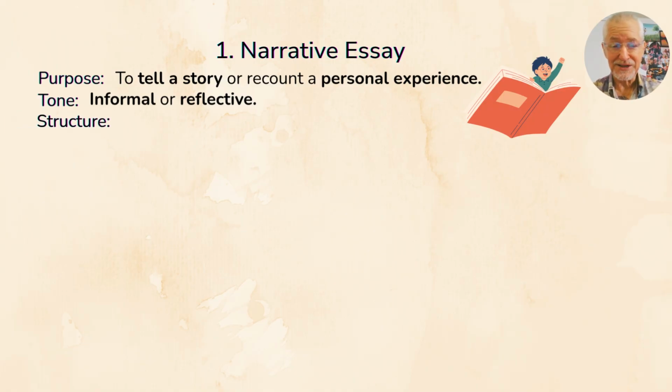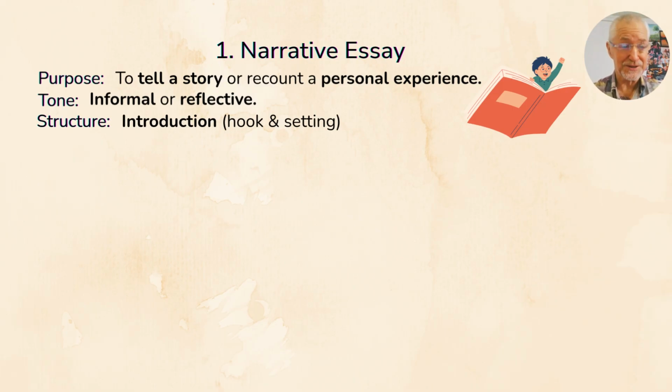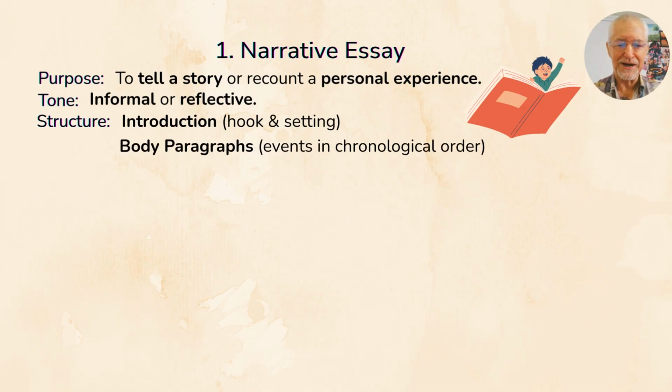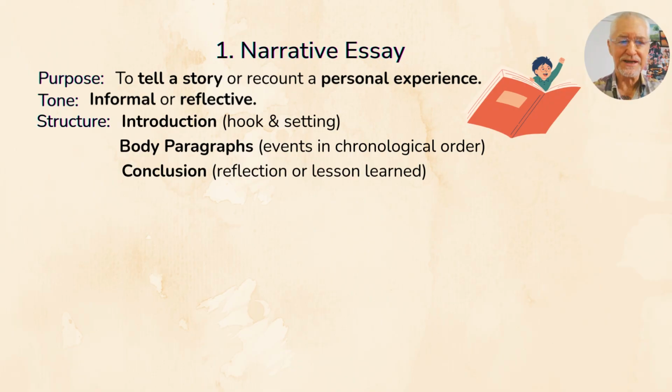The structure includes an introduction, which has a hook to get the reader involved and sets the scene for the rest of the story. The body paragraphs are where the events happen. It's where the conflict or problem is introduced, comes to a head, and is resolved. And your conclusion is a reflection or lesson learned so that the reader is left with something to think about or contemplate once they finish.